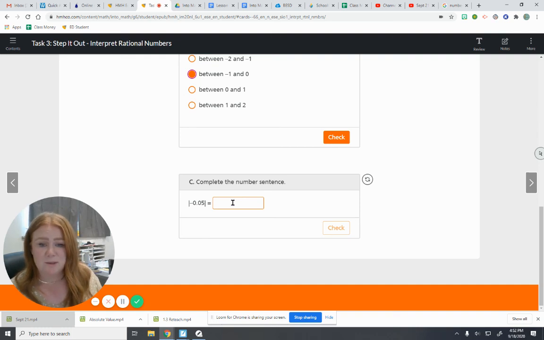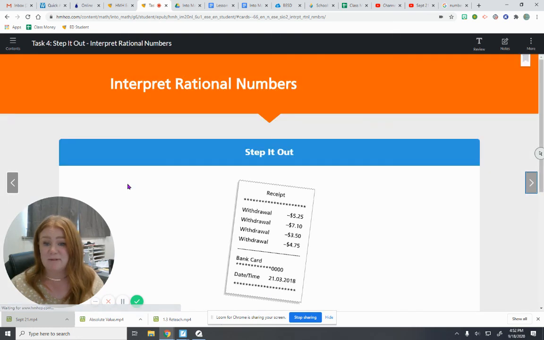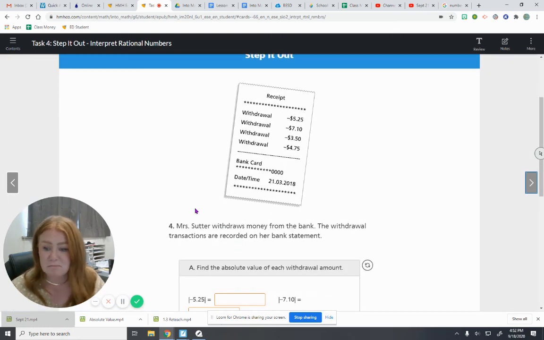Okay, and we are going to complete this number sentence, and notice that these lines here are asking for the absolute value. So what is the distance from 0.05? How many hundredths would you have to count back to get to 0? And remember, absolute values will always be positive. So that is everything. Oh, there is one more task. That's not everything. So there's one more task.